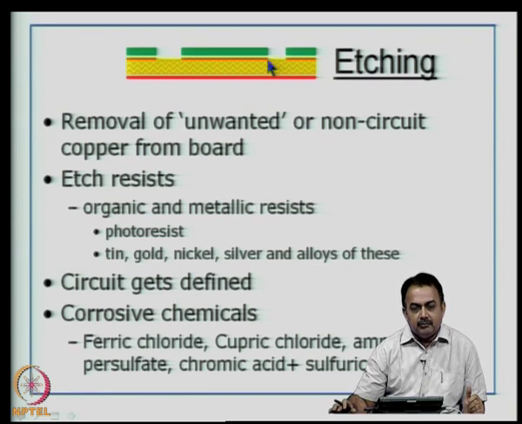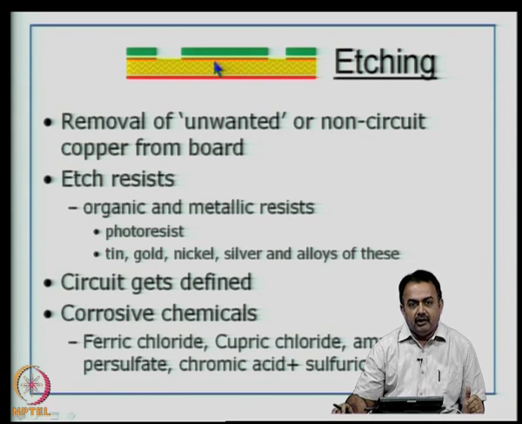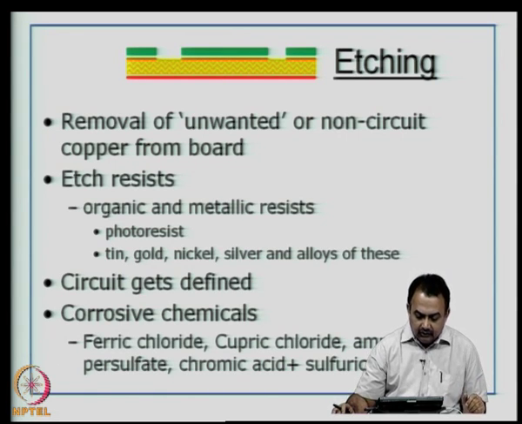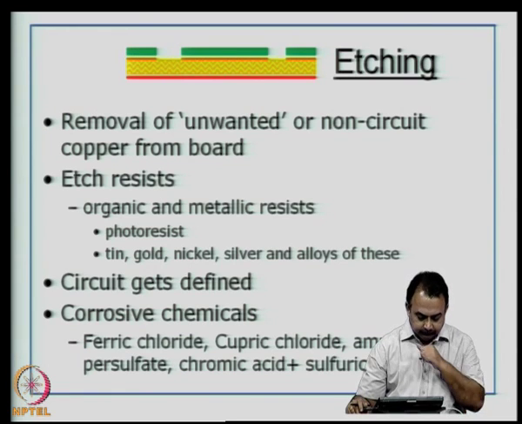So, typically in this particular cross section, what you should understand is that the area behind the mask or the resist is the circuit areas, non-circuit areas have been removed. Okay. So, this is typically depicting the etching process in the printed wiring board sequence.